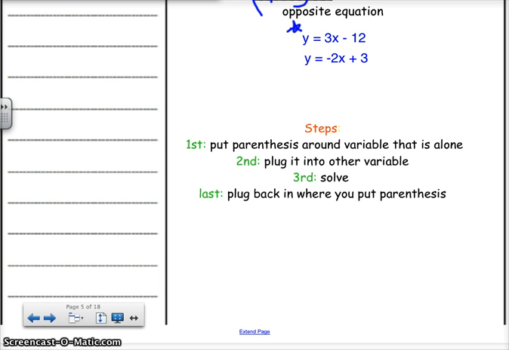The first step you're going to do is put parentheses. So you need to box off this word. Parentheses is the key word in this first step. Put parentheses around the variable that is alone. That is the other important word for this step. Then you're going to plug it into the opposite variable. So plug in is another one you circle or cloud. And then the other variable, you solve it. You plug it back in where you put the parentheses.